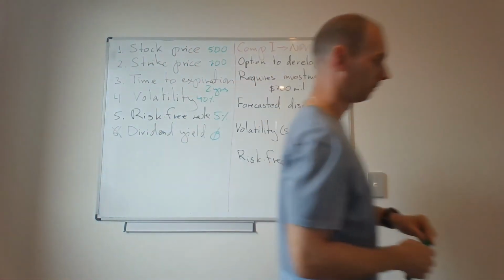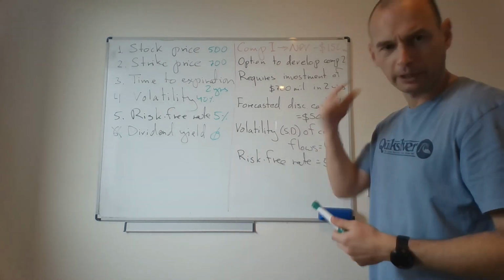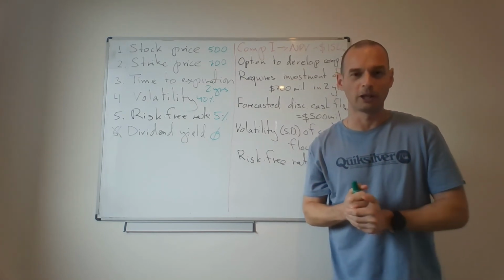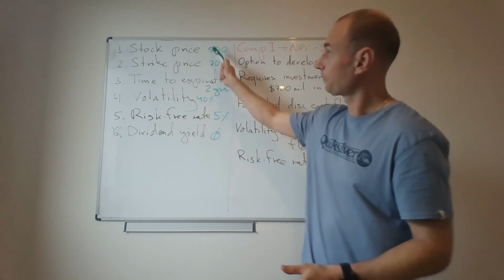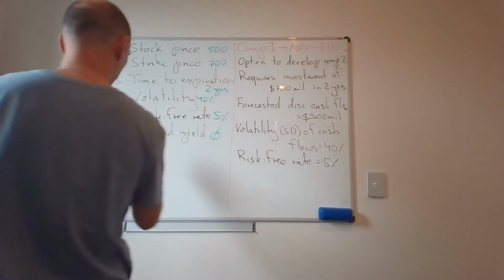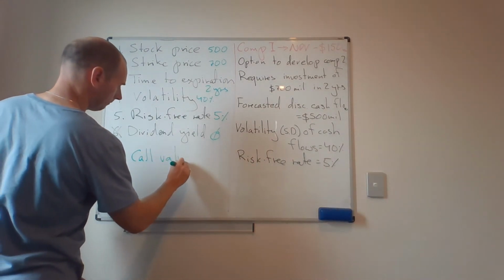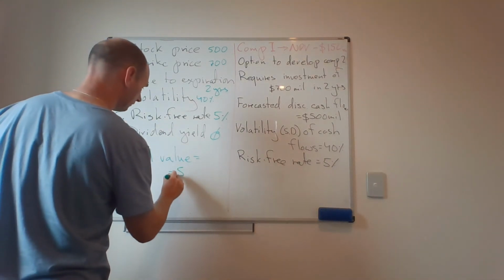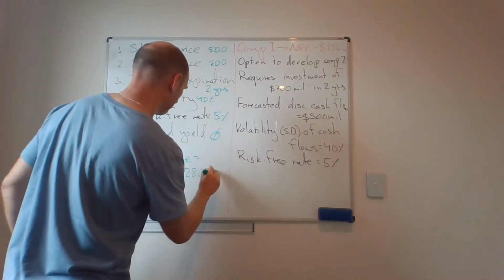Okay. And then, you can use a financial calculator, or you can just go on Google and search for an online Black-Scholes formula calculator, which will calculate the value of this call option, and it will be $286,000,000.88.